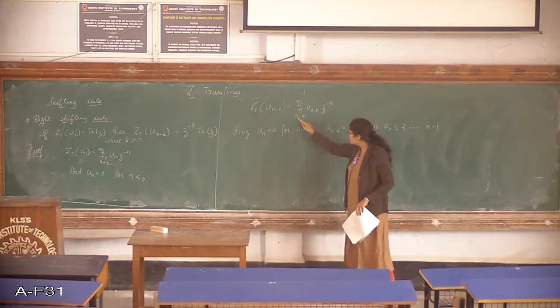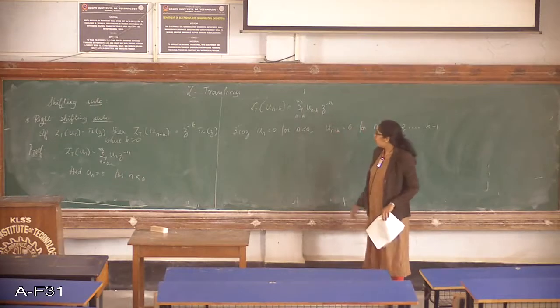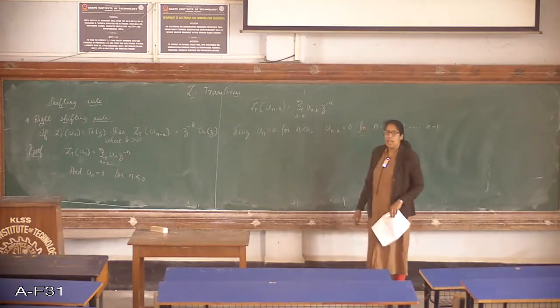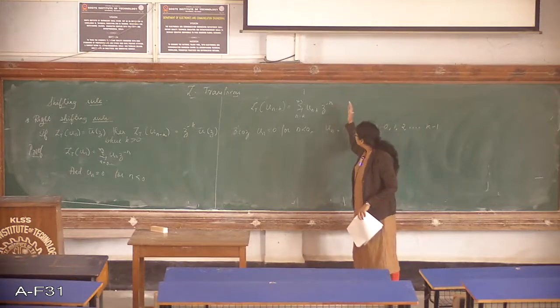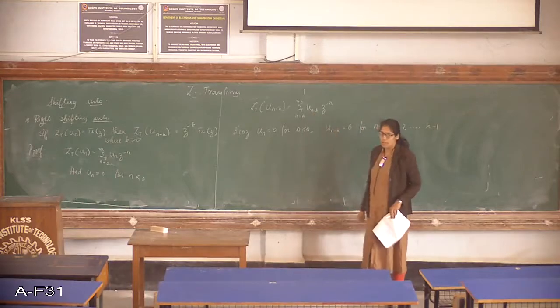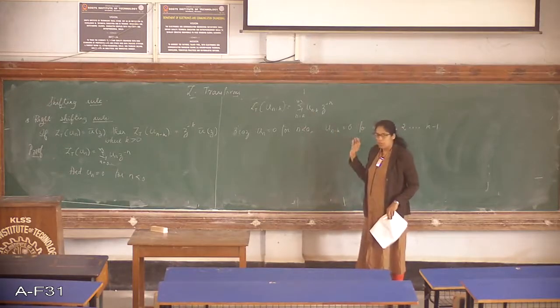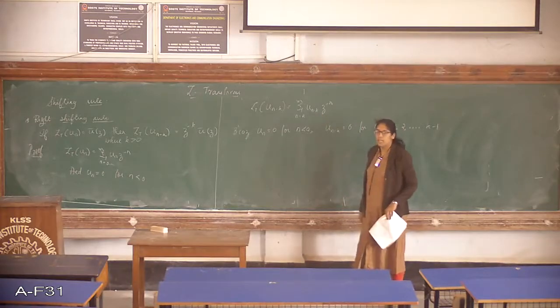So when n is taking the value of k, this becomes u_(k minus k), which is u_0. Hence we have the range from n equal to k to infinity. Hope this step is clear. That is, I have to start from u_0. For all u_n values with n less than 0 being 0, hence we start by taking n equal to k.